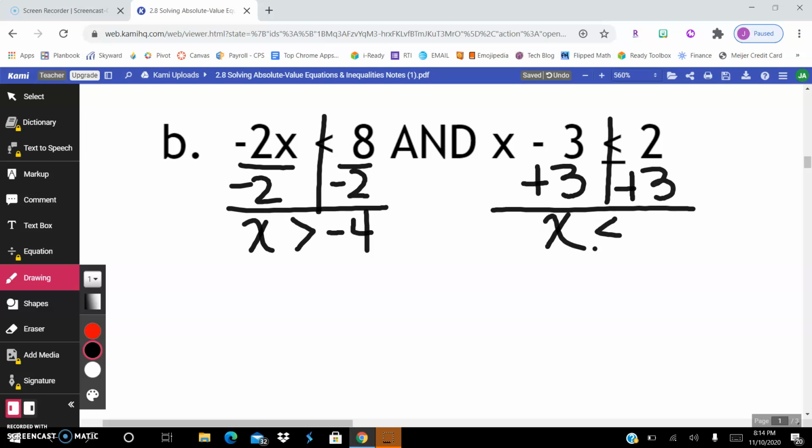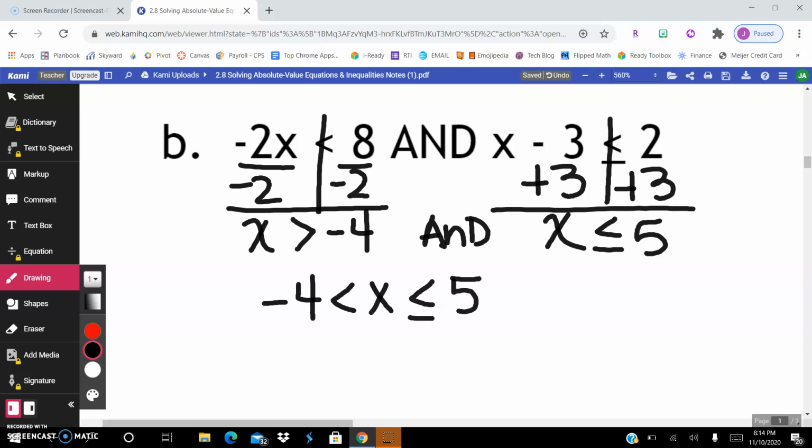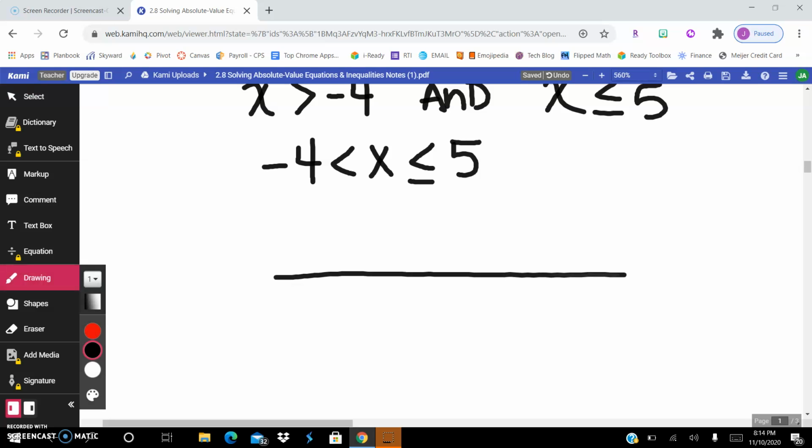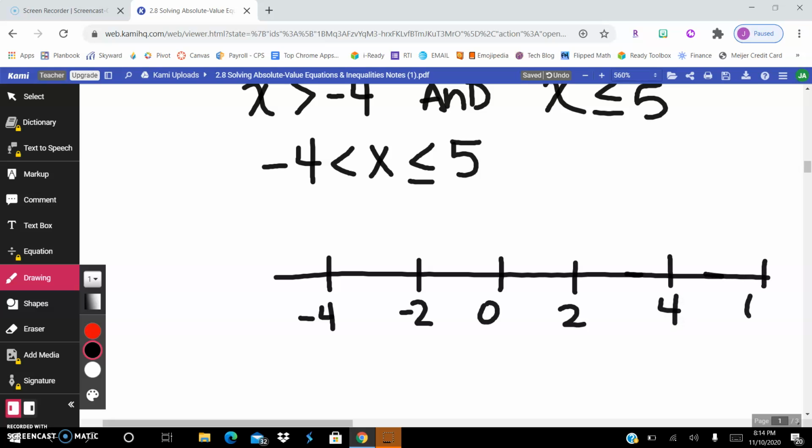So x is less than or equal to 5 in this case, and this is an and. And I could rewrite this -4. So those are the same things as those two inequalities. And then this one I'm going to go by 2's, just to fit everything in easier.